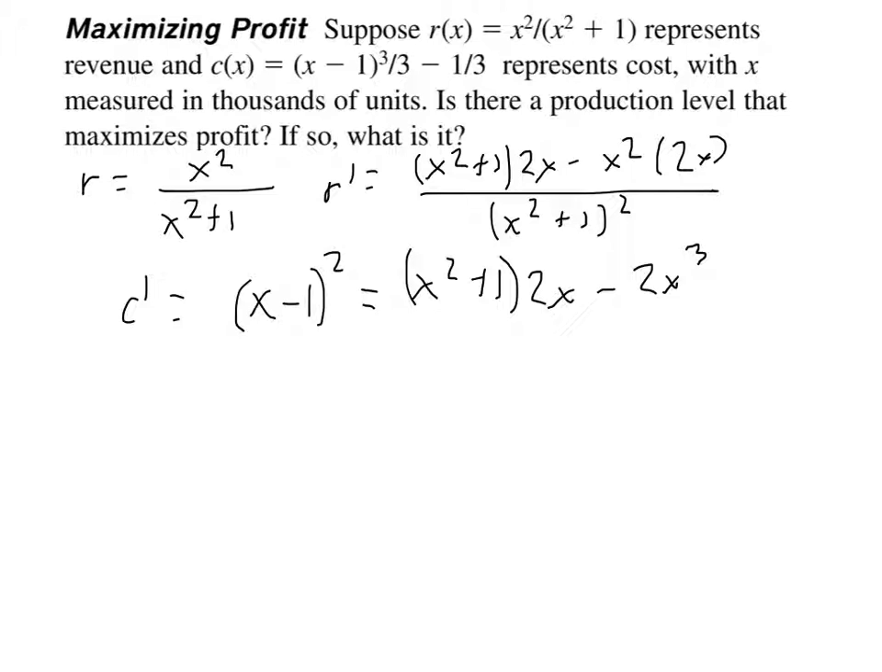I'm actually going to simplify this a little bit. I'm going to distribute that 2x to both, just so we can see if we can combine some terms here and make it easier. So that would be 2x cubed plus 2x minus that 2x cubed. That will get those two to cancel, so that will simplify that.